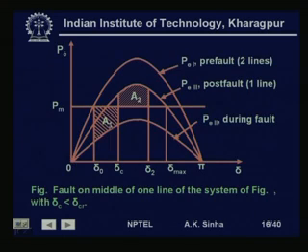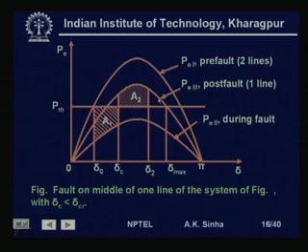So, this is the during fault characteristics, and when one of the lines is removed, then we have E dash V by x d dash plus x 1 into sin delta. This characteristic is given by this post fault characteristics here. So, we have P E 1, P E 2 characteristics, that is during fault, and P E 3 characteristics, which is post fault.